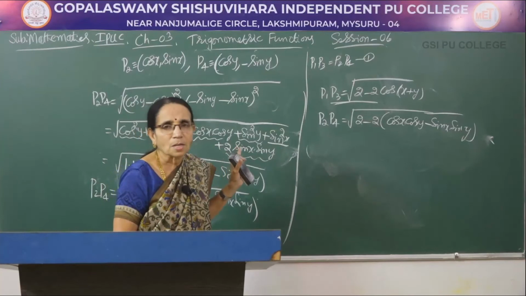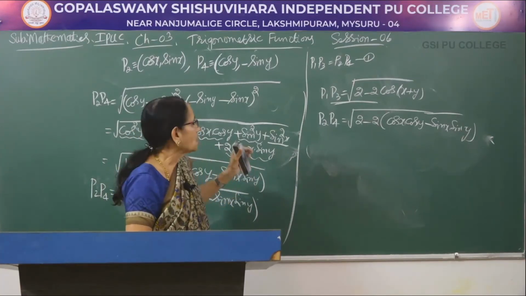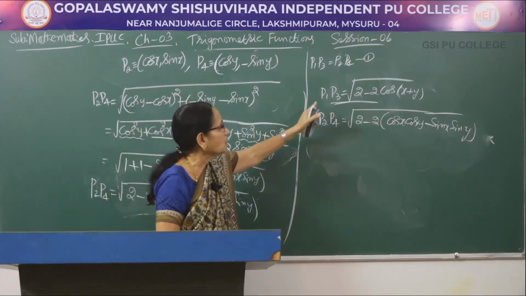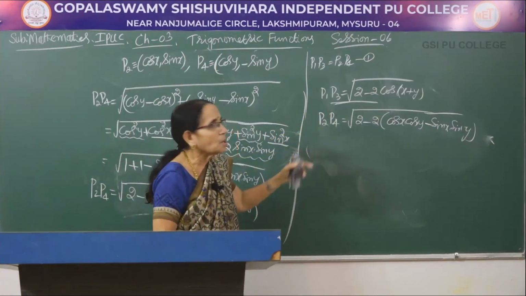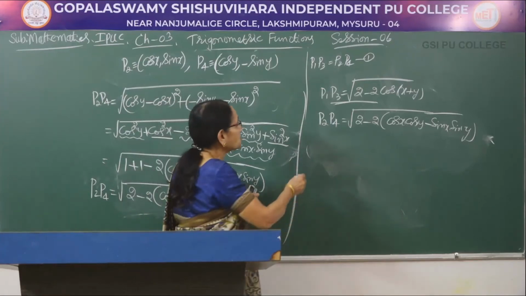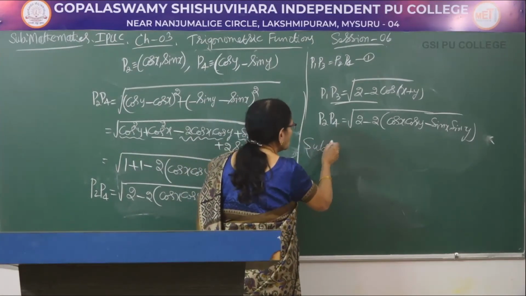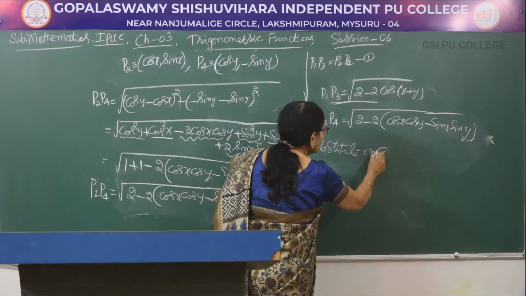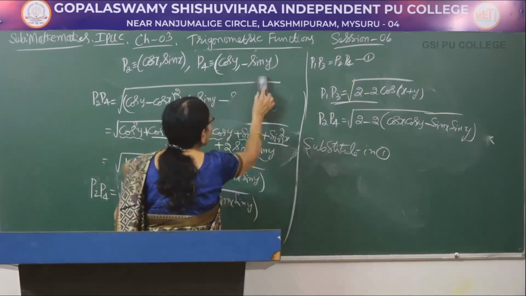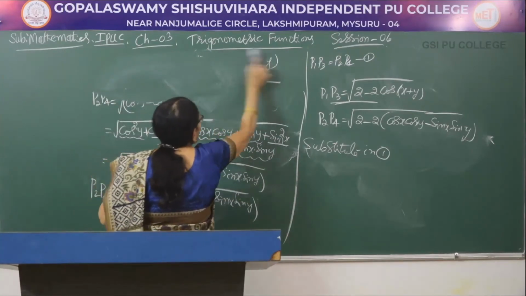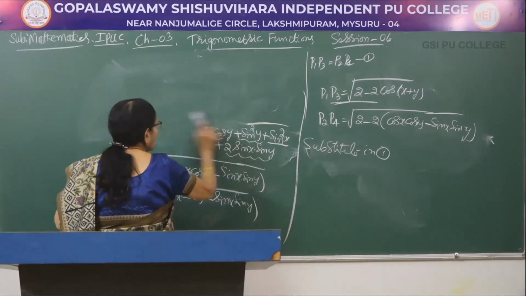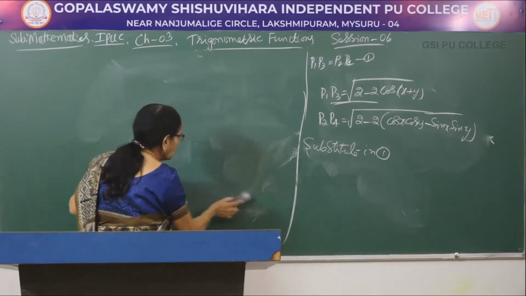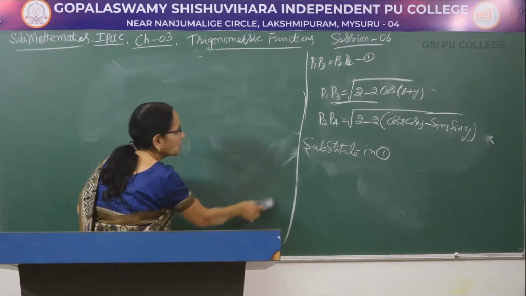So using the knowledge of analytical geometry, in other words the distance formula, I calculated the distance P1P3 and also P2P4. Now substitute in 1. These distances have to be substituted in 1 because I have given the number as 1 here. So P1P3 equals P2P4. And what is P1P3? We have calculated both of them. Therefore, you write it as substitute in 1.